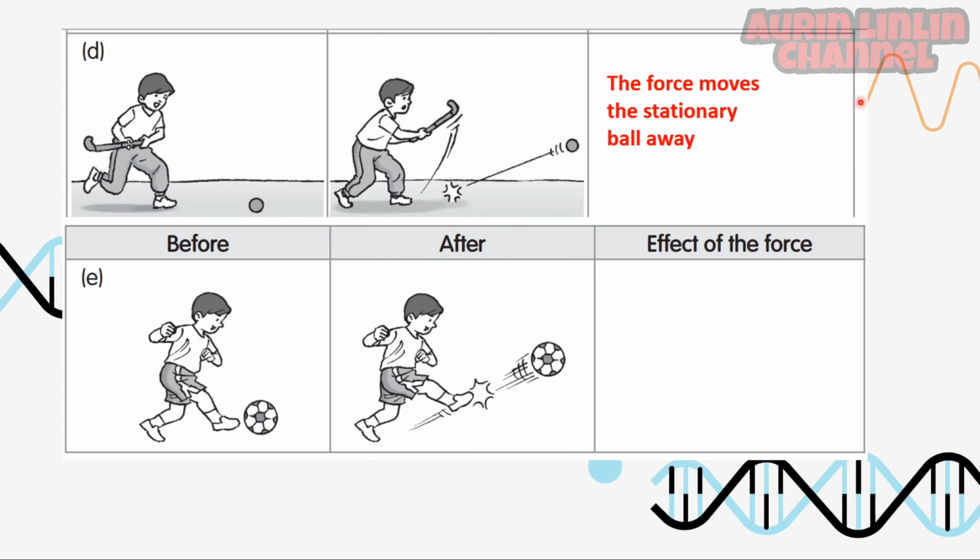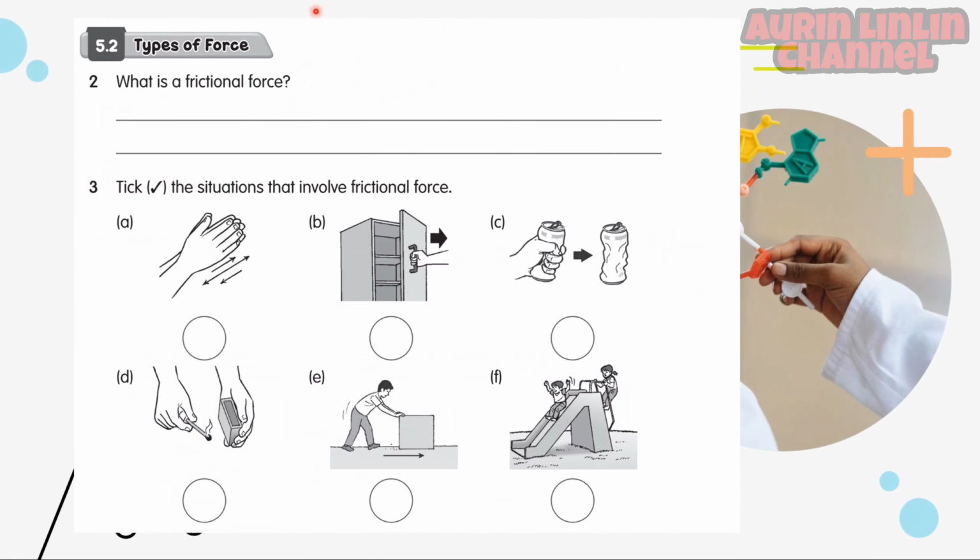Picture D. The force moves the stationary ball away. Picture E. The force increases the speed of the moving objects. Part 2. Type of force. What is a frictional force?